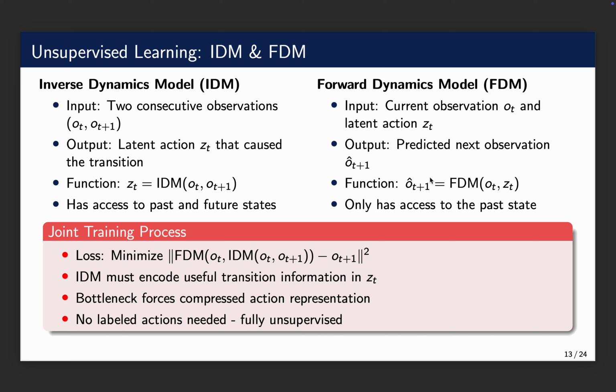And ZT being a smaller vector forces compression. That is, it is not possible for the inverse dynamics model to just include OT and OT plus one into ZT itself. This forced compression allows ZT to be thought of as the action which was taken. Here, as you can see, we don't need any labeled examples. We just need consecutive pairs of observations, and from these we can infer the latent actions which caused this transition. This is essentially an overview of the unsupervised learning model.